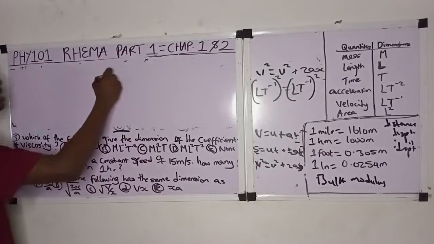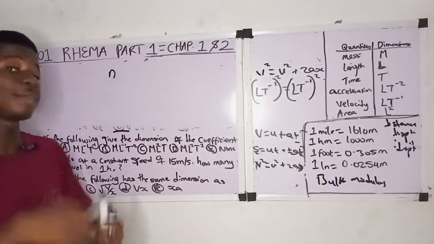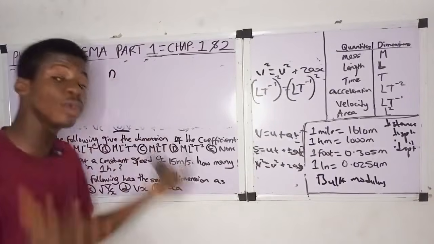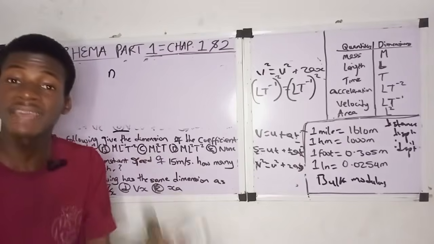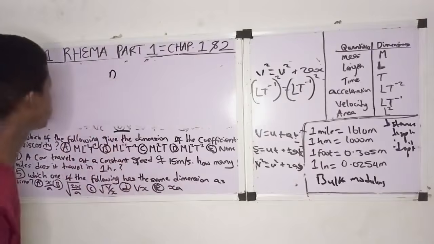We are looking for viscosity. We're looking at the dimension of viscosity. So how are we going to find the dimension of viscosity? At first, know the formula of viscosity.